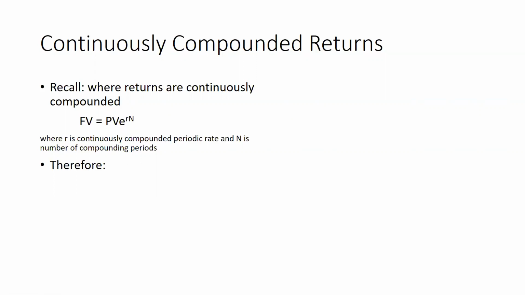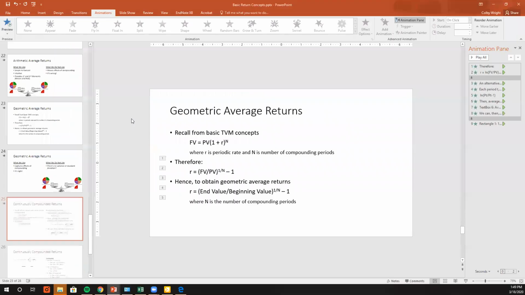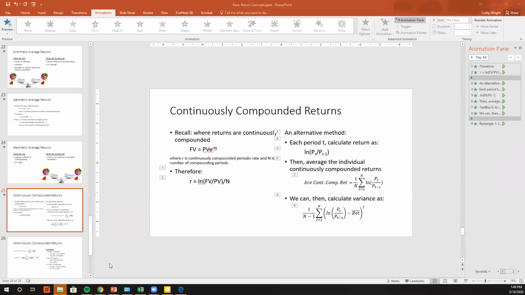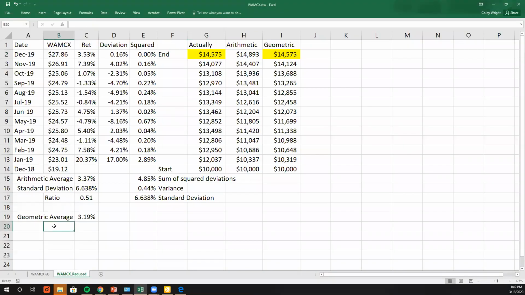Well, again, we can do some math and we can solve for r. And r will be the natural log of the ending value over the beginning value, divided by the number of periods. So what I'm going to do at this point is break away and show you how we could calculate continuously compounded returns.